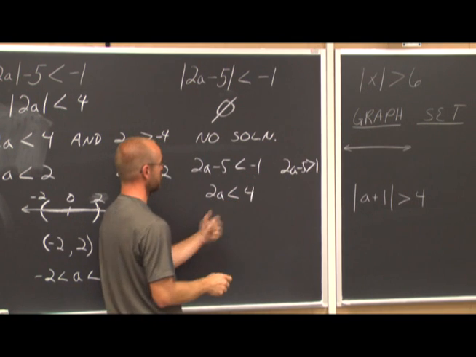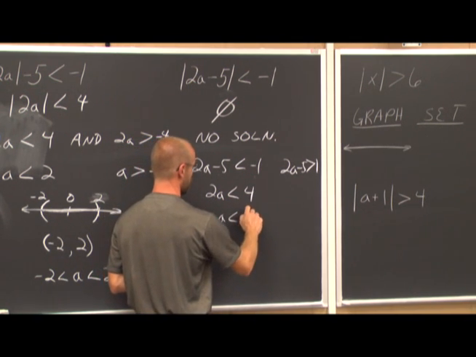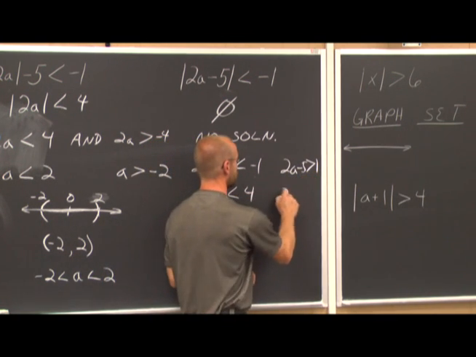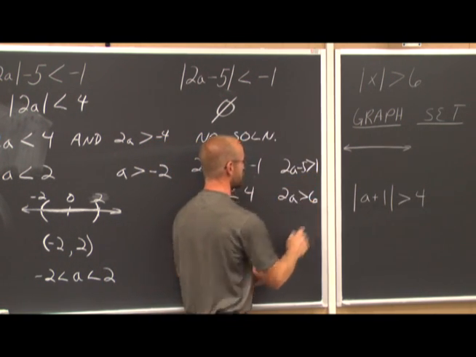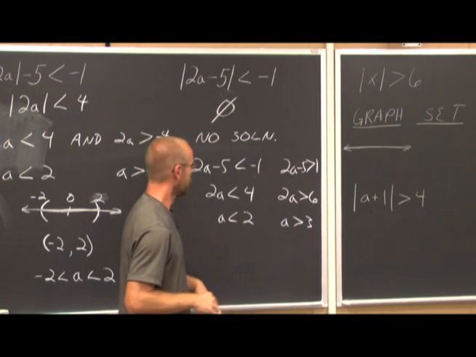And I get 2a is less than 4. I'm going to divide by 2, and I get a is less than 2. Here, if I add 5 to both sides, I get 2a is greater than 6. Divide by 2, I get a is greater than 3.